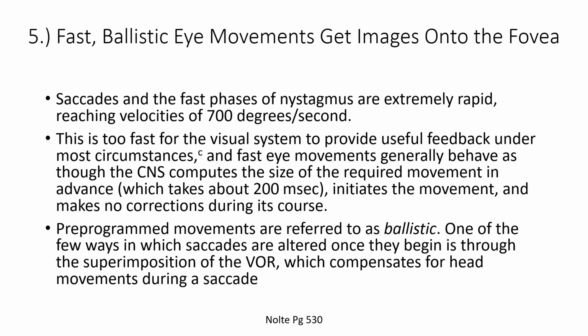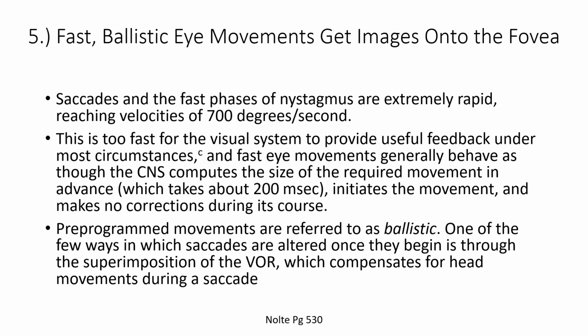Number 5, fast ballistic eye movements get images onto the fovea. So the fovea is our sharpest vision. So we want this fast, quick, kind of ballistic, kind of erratic looking, right? So saccades and the fast phases of nystagmus are extremely rapid, and they reach velocities of 700 degrees per second. This is too fast for the visual system to provide useful feedback under most circumstances.